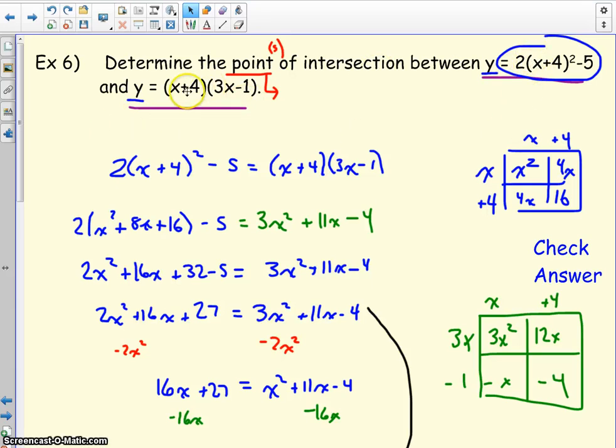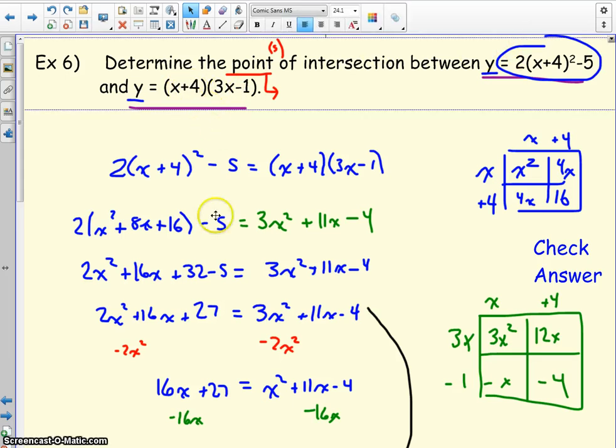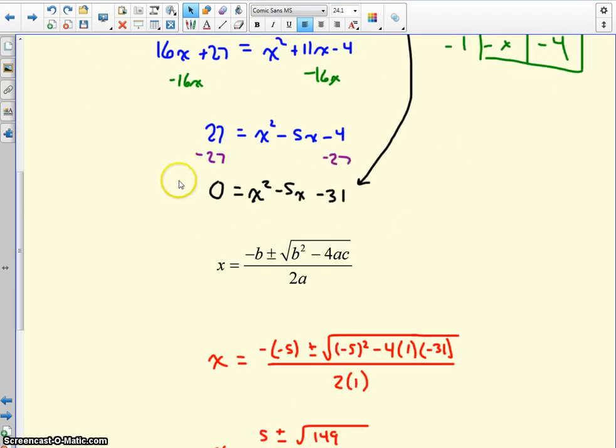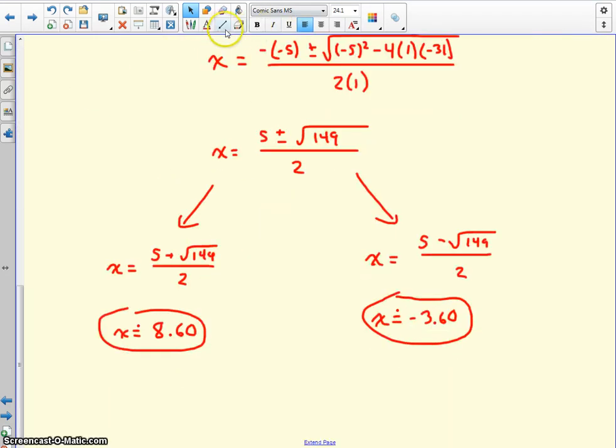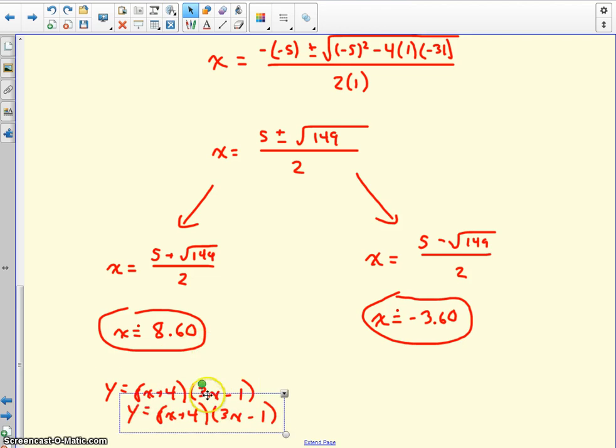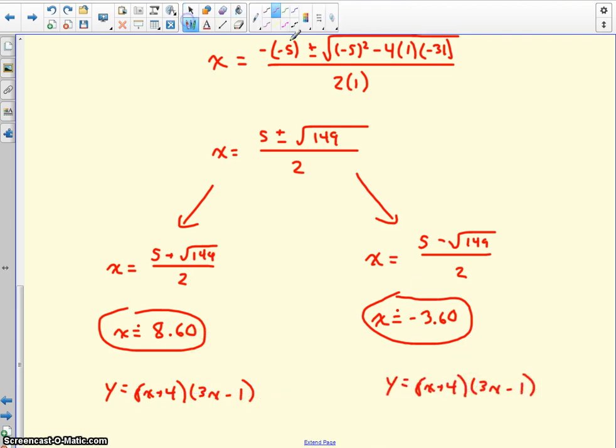It depends which one you prefer to work with. Let's say I want to work with factored form right here. So I'm going to take both my x values and sub them in here for x to find my y value. So I have, for each one, y equals (x + 4)(3x - 1). Again, for each of these, I'm going to sub in the x value into the equation and solve for y.